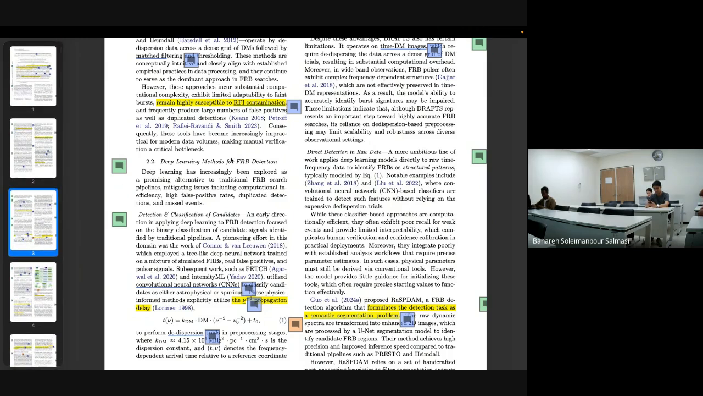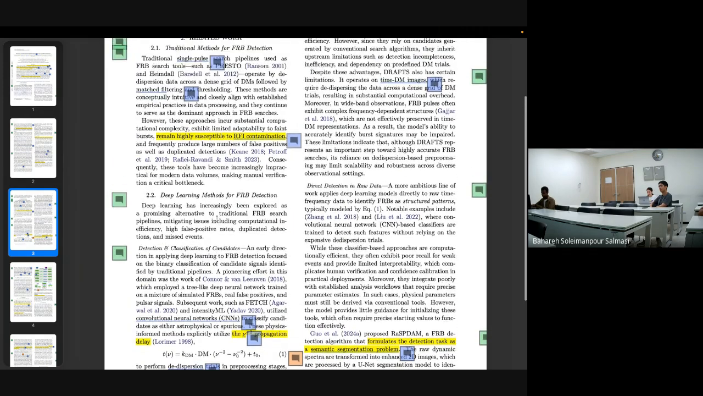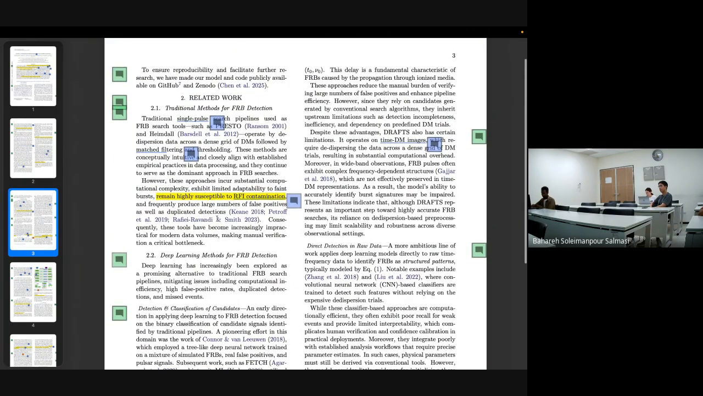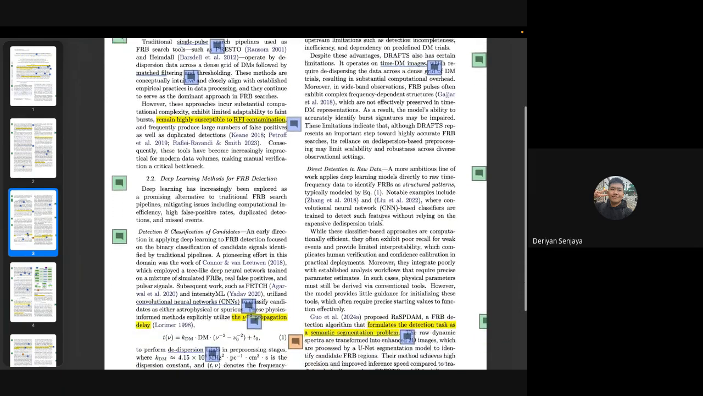And for the FRB detections, it is basically a supervised method, and yes, they use deep learning and binary classification, like there is or there is not an FRB. I think there are more details in this paper, and I didn't go deeply. So it's not related to equation 1.